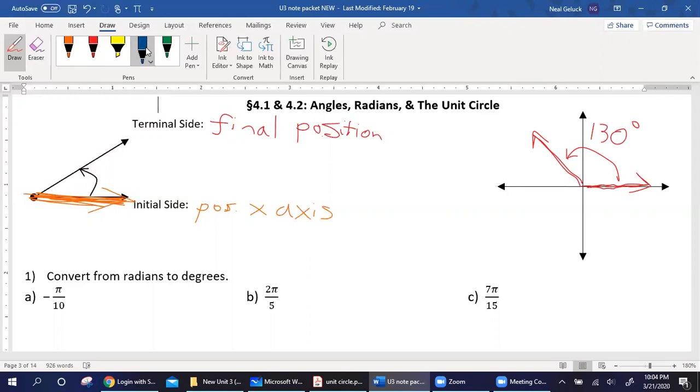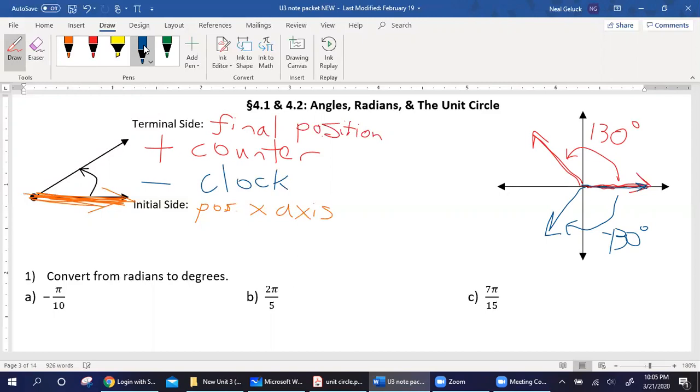If I said to draw the angle negative 130, I still would have my initial side on the positive x-axis. A negative angle just rotates the other direction. So a negative 130 would land me somewhere down in the third quadrant. That would be negative 130 degrees. So positive angles go counterclockwise. Negative angles go clockwise. So we're used to not thinking that negative angles can happen, but they just mean rotate the opposite direction.